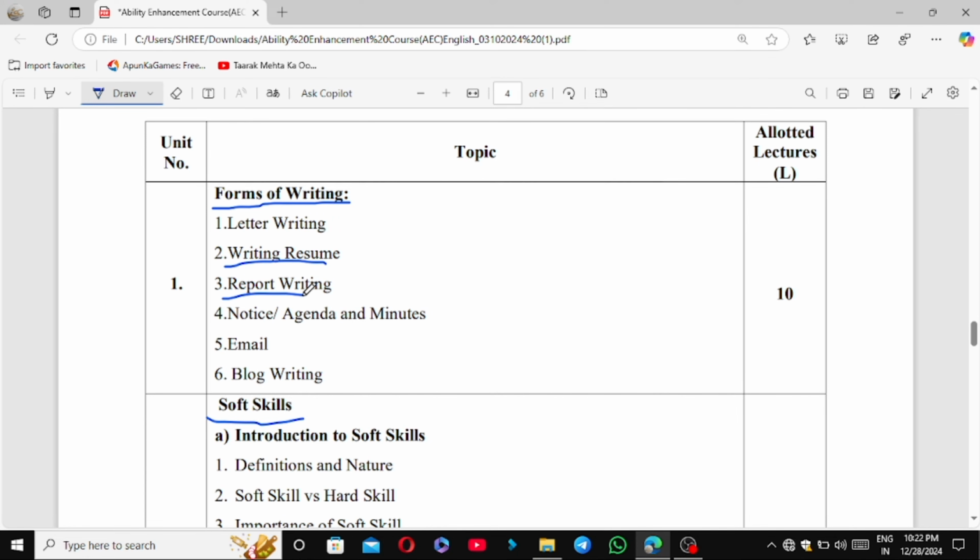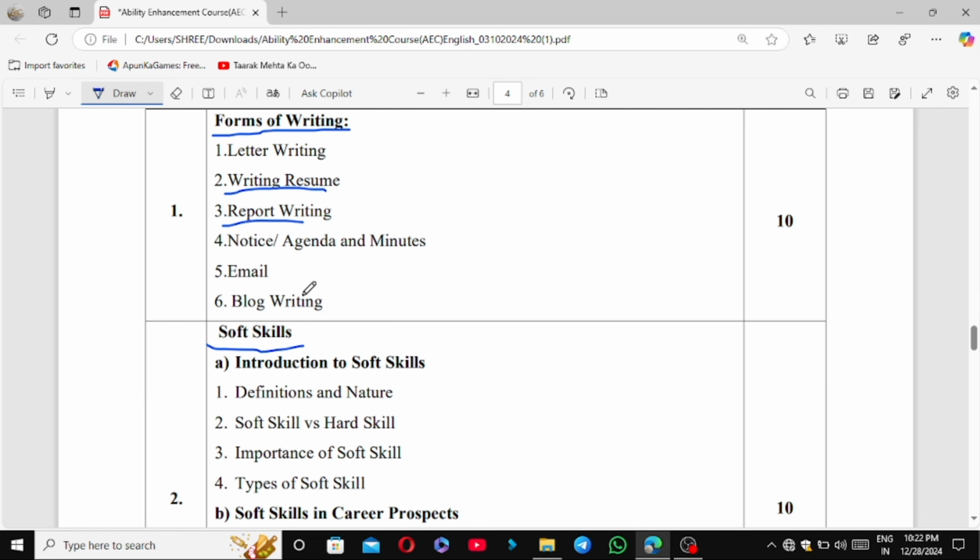Okay, next topic is notice, agendas and minutes. So what is a notice, agenda and minutes? Notice means a formal announcement to inform people about an event. Okay, notice means a formal announcement. In your school, in your colleges, many notices are provided to you. Okay, a notice is a formal announcement.